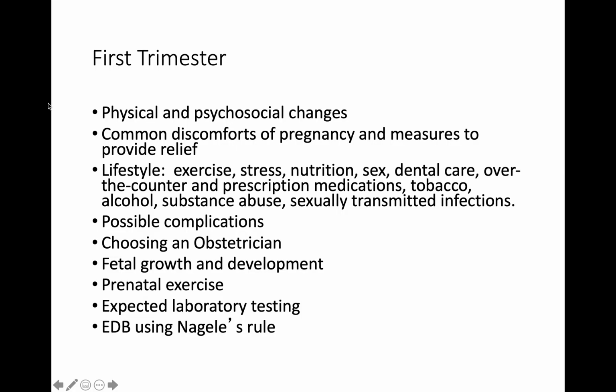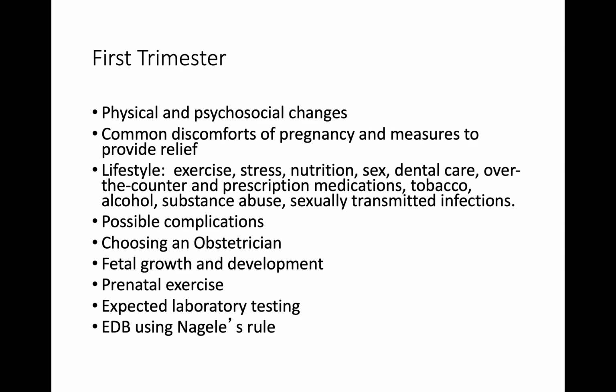Okay, we're back. And the very, very bottom one we're going to talk about here for first trimester is going to be EDB, which means estimated date of birth, and you'll also see it written as estimated date of confinement. So it can either be EDB for estimated date of birth or EDC. And using Nagel's rule, let's look at that right now.